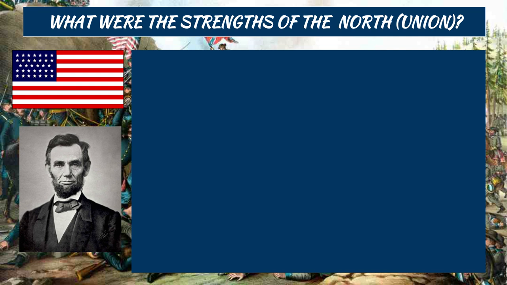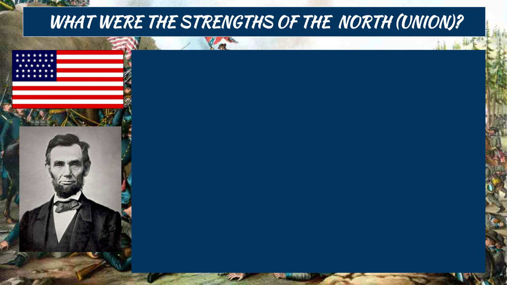So, as you're setting up your chart, you're going to probably want to create a T-chart with the North on the left and the South on the right. And we're going to have three different categories. We're going to have strengths, weaknesses, and strategies. So there will be three left side essential questions.